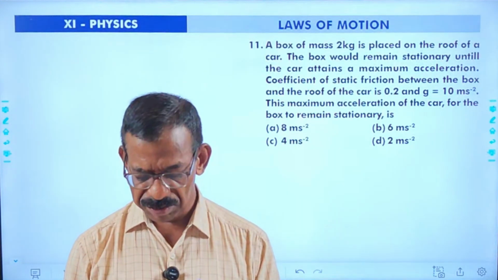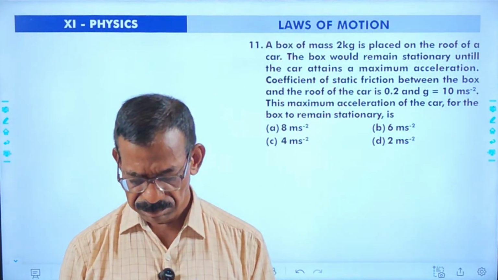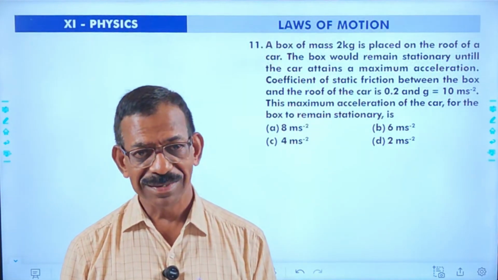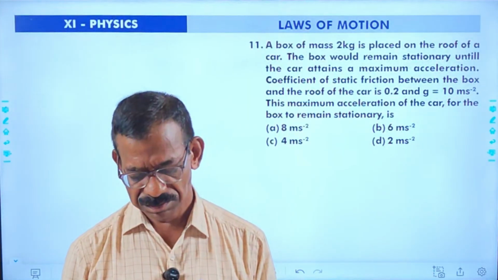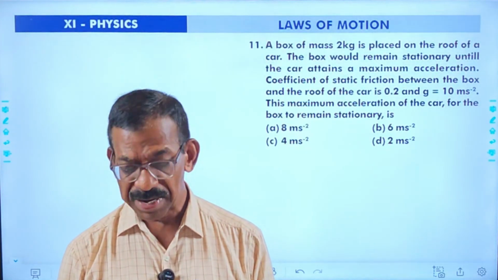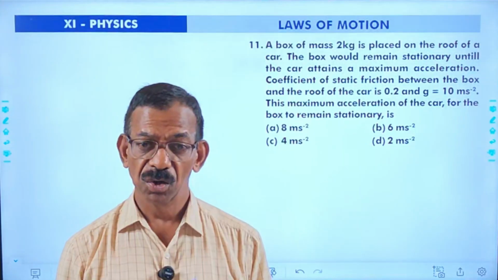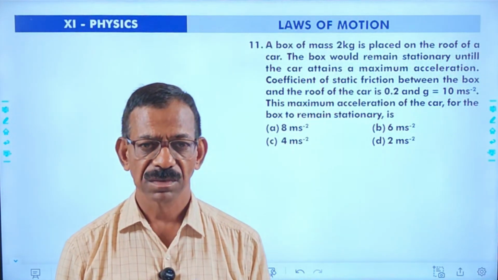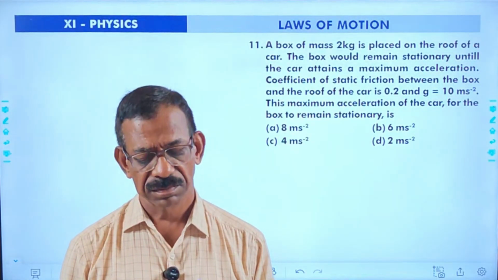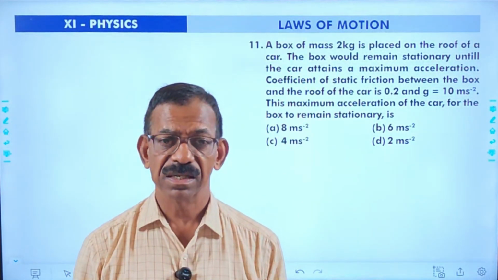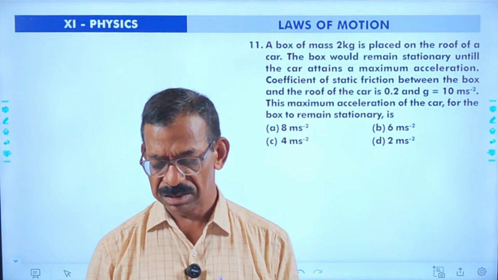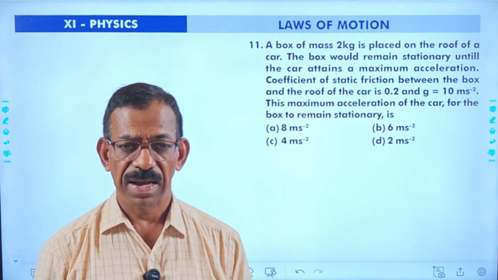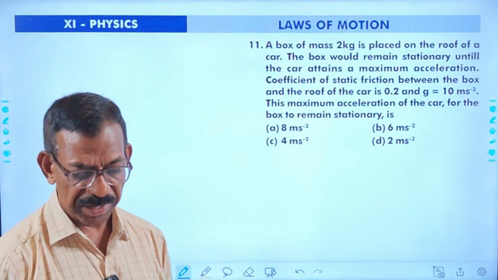A box of mass 2 kg is placed on the roof of a car, and the box will remain on the roof until the car moves with a greater acceleration. We have to calculate the maximum acceleration. Below this acceleration, or if it is moving with a uniform velocity, the box can remain there. If there is some acceleration beyond that, then the box will fall. We have to calculate the acceleration up to which it can remain there.